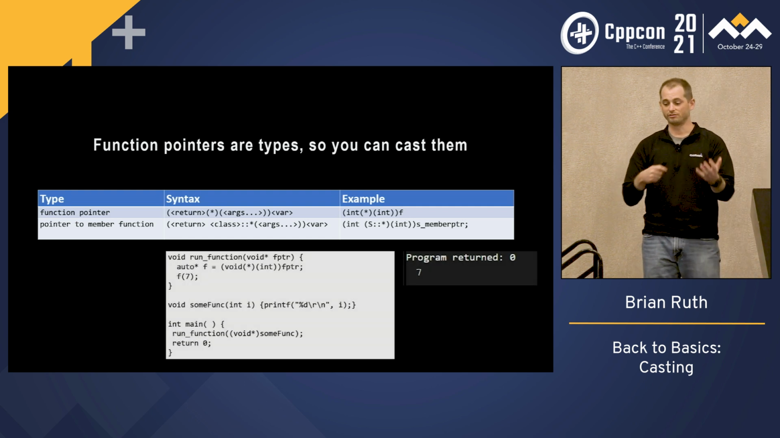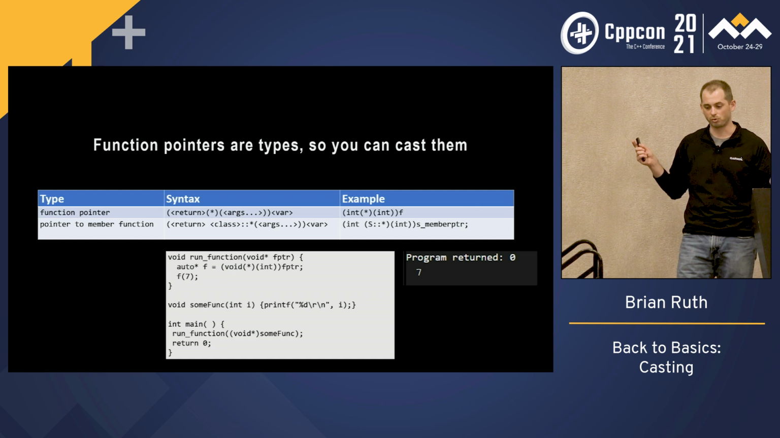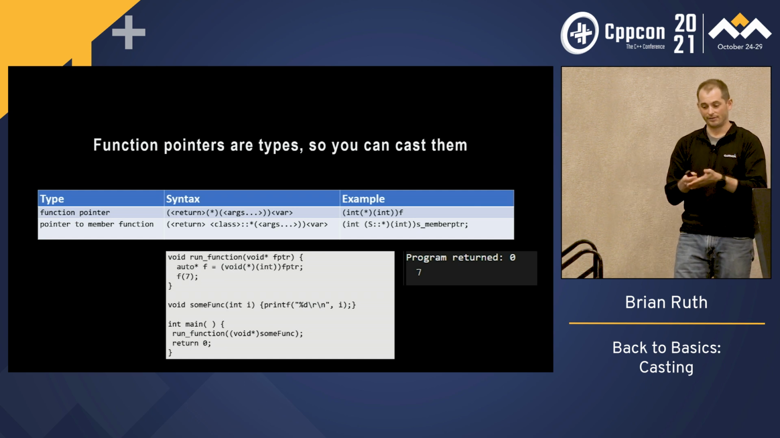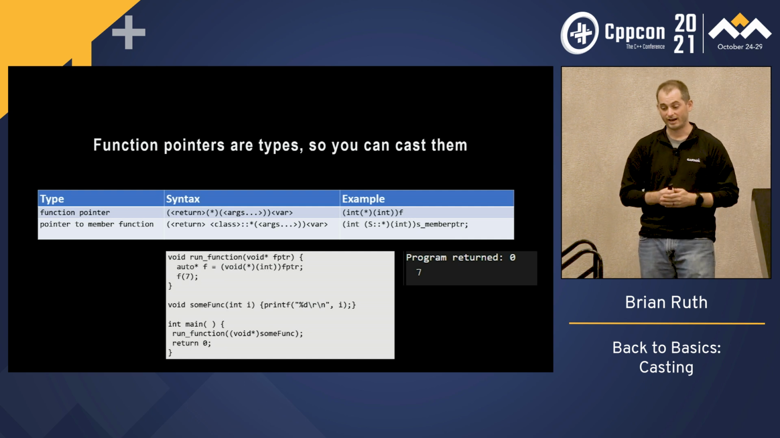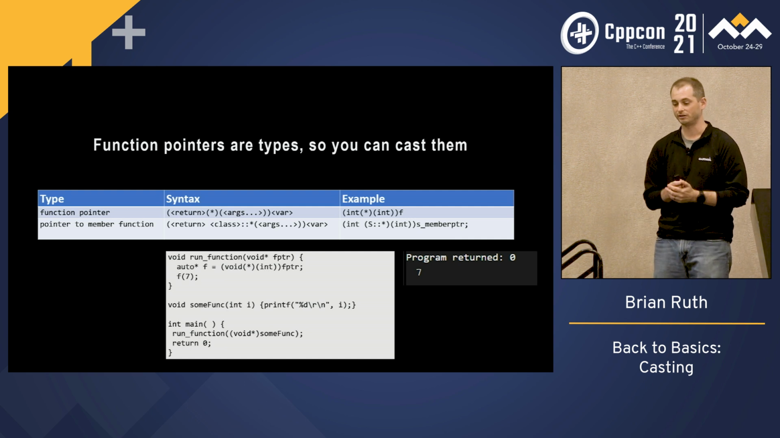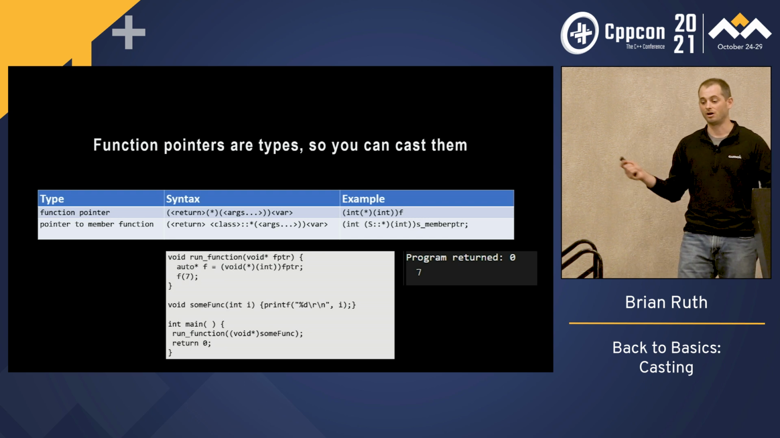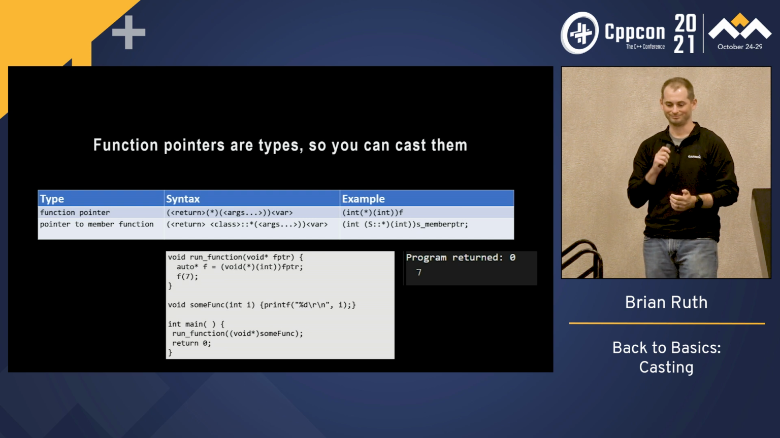So you can have this run function that just takes a random void star pointer. You can have some function that takes an int and prints out a value. And then you can run the function, do a C-style cast to a void star, because that's completely legal. And then inside there, recast it out to a function, and then call, and all of it works.